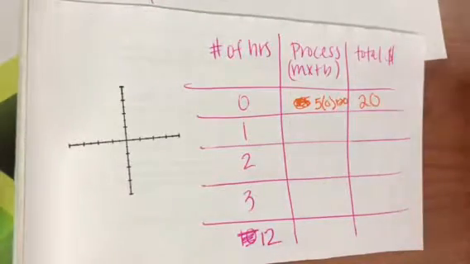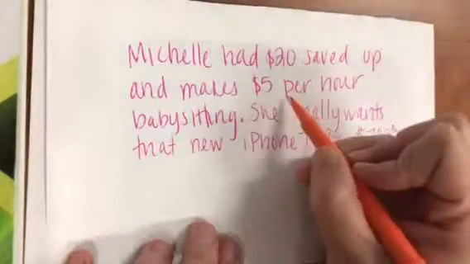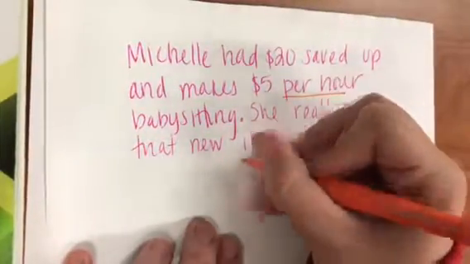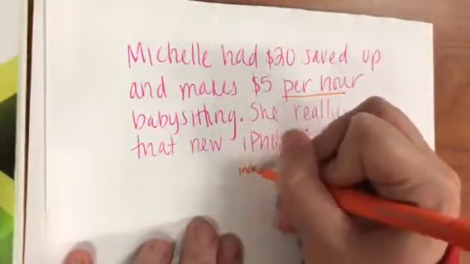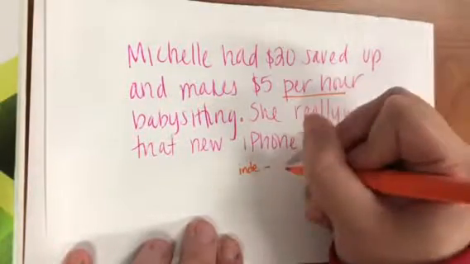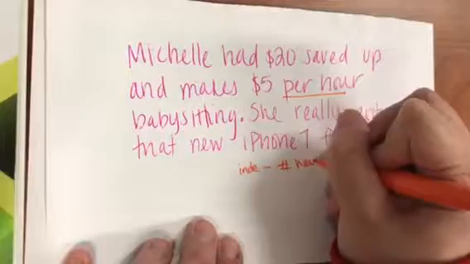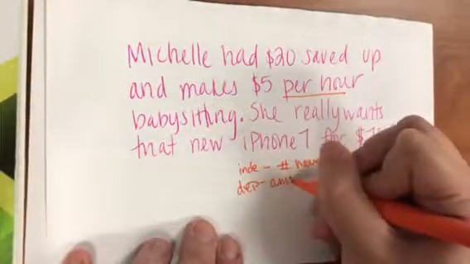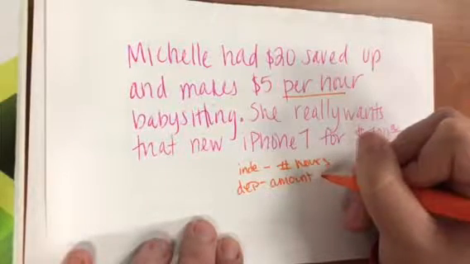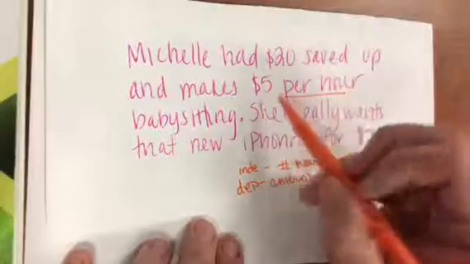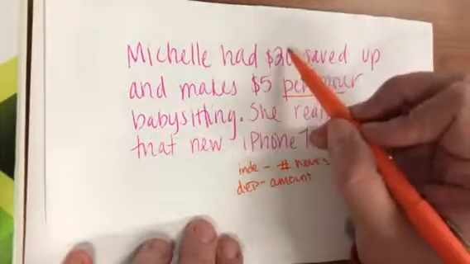I know you guys are like, but how did you figure that out? When you look at that, you have the $5 per hour. So there's your variable, the independent variable. Independent is the number of hours. And then your dependent is the amount of money she has total, the amount that she will have after she works. She makes the $5, but we have to add the 20.